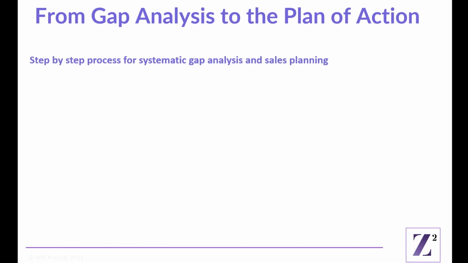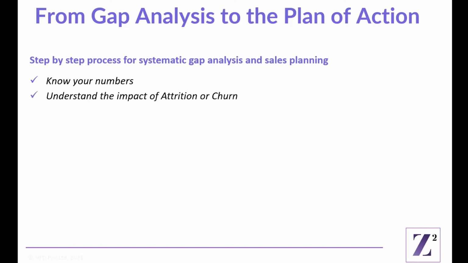So the checklist to take away is a simple process from start to finish. So from gap analysis to the plan of action. So firstly, we need to know our numbers. So understand each area of your business so you can make better decisions. Understand attrition. So what's the impact of lost customers? Set targets for improved customer retention. How can we avoid losing customers?